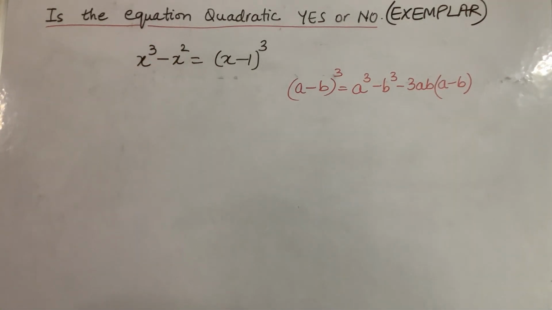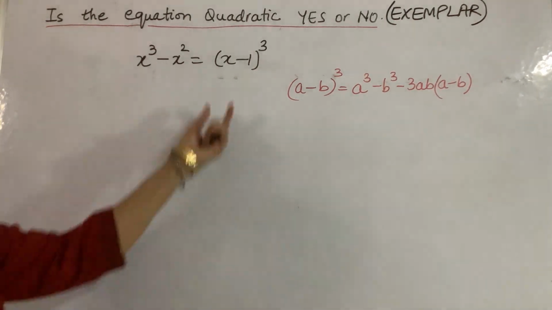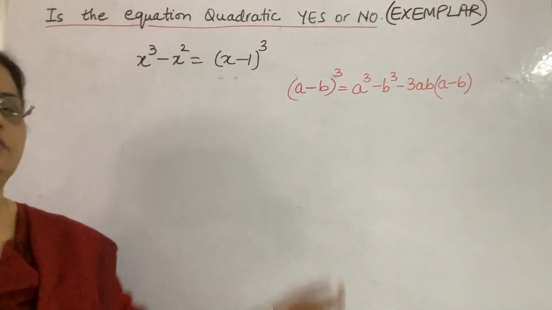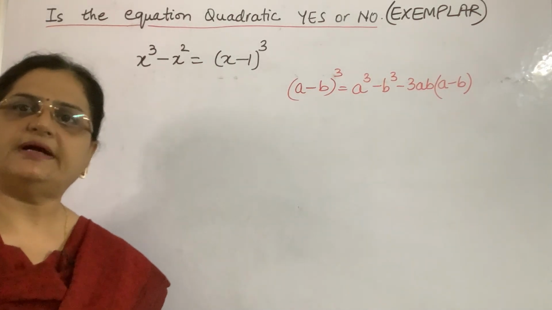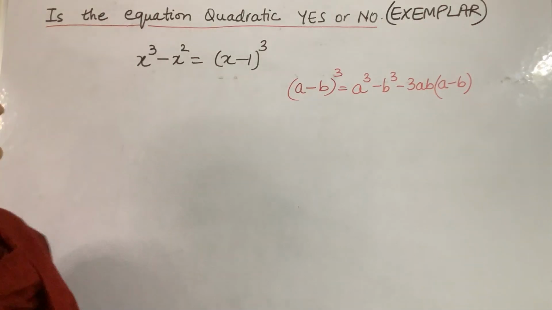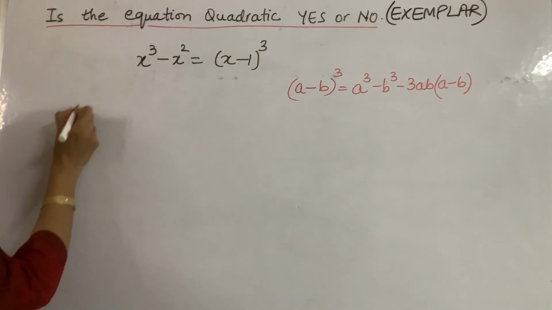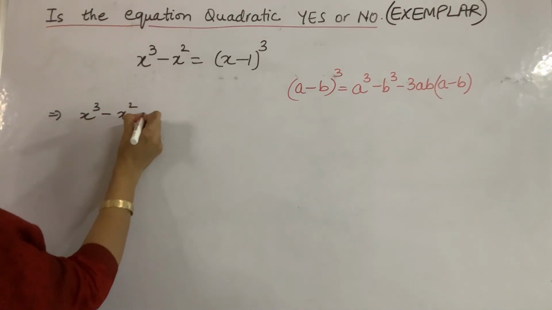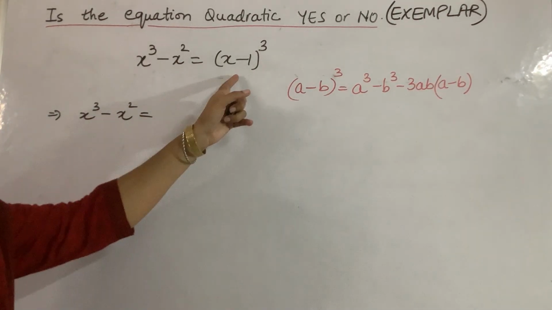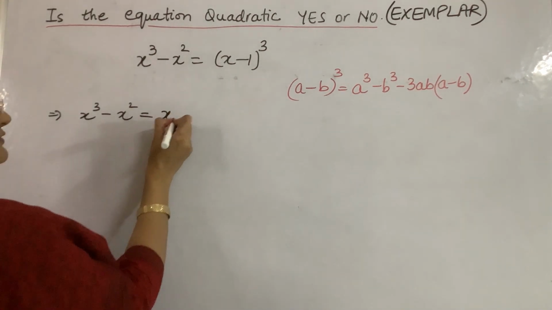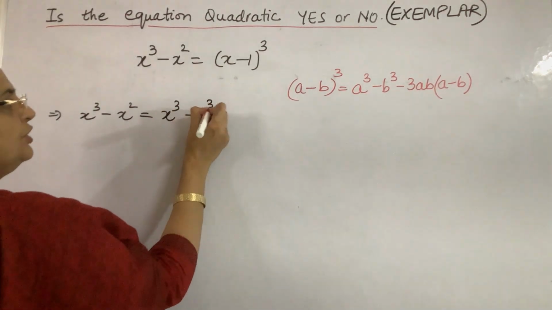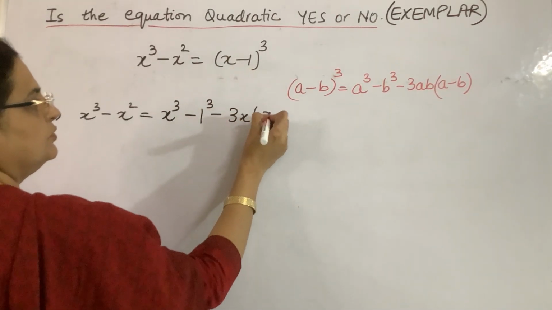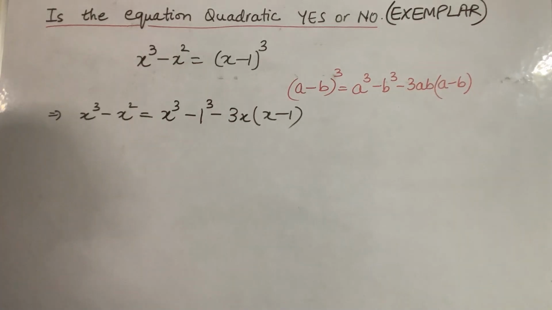x cube minus x square is equal to x minus 1 whole cube. To expand this, you must remember this identity: a minus b whole cube is equal to a cube minus b cube minus 3ab into a minus b. Open it. So it becomes x cube minus x square is equal to, if you open this bracket, cube of the first minus cube of the second minus product of both into the same bracket as it is.